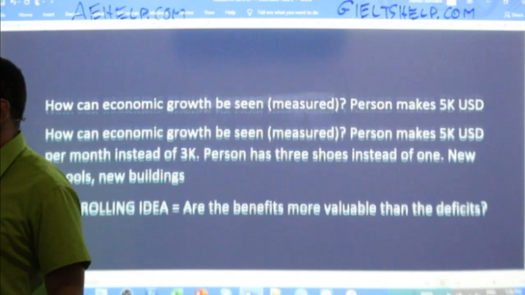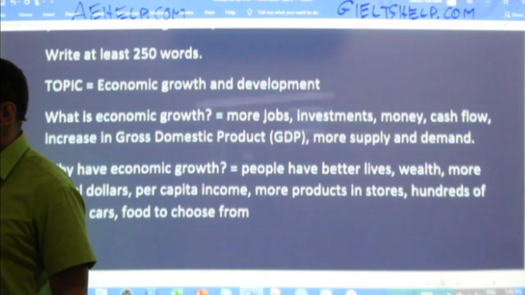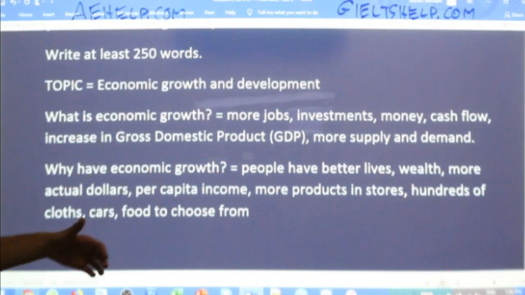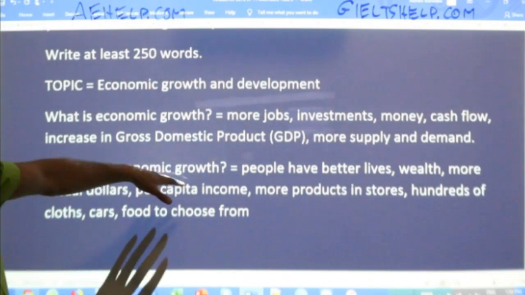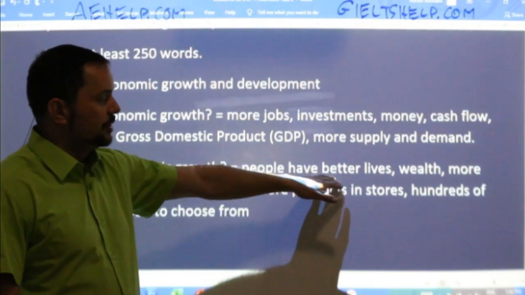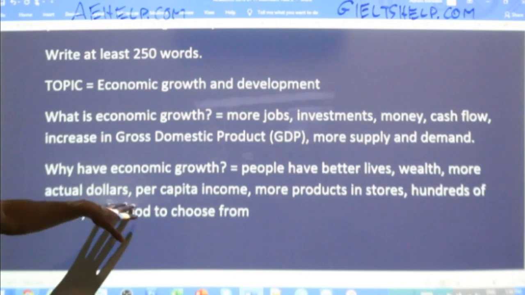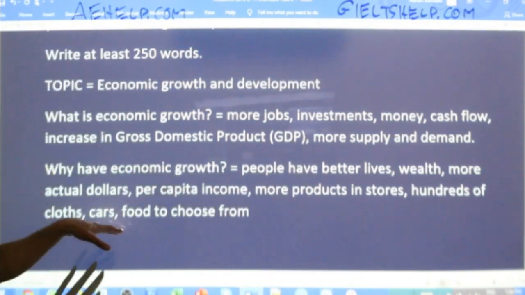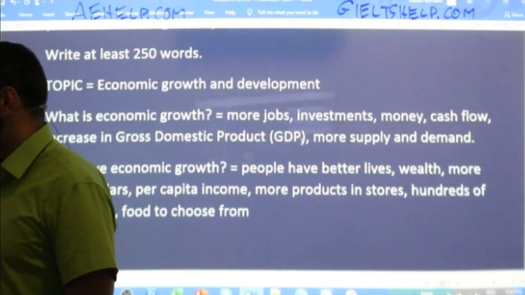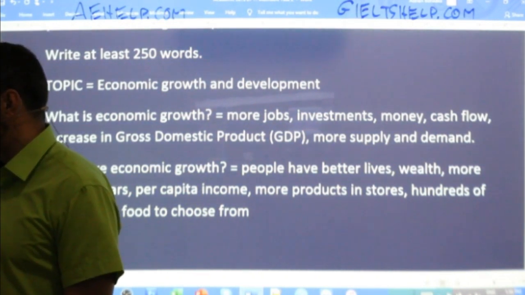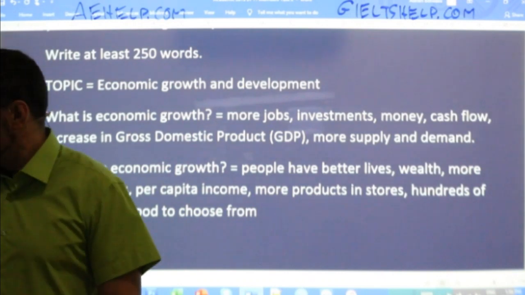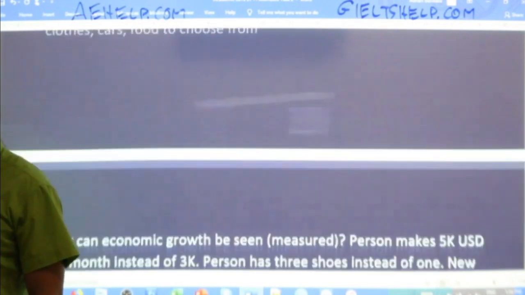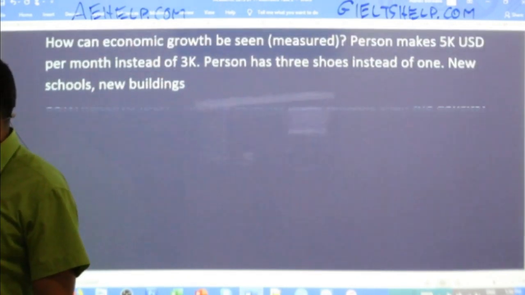So here, when we ask what, why, how about the topic, sometimes it doubles for our controlling idea. So why have economic growth? We already said people have better lives, wealth, more actual dollars, more income, more products in the stores, hundreds of clothes, cars, food to choose from. Okay, so those are obviously benefits.